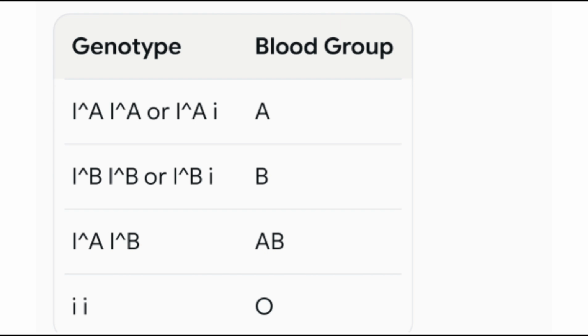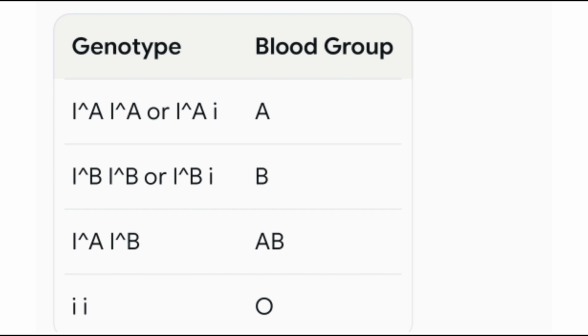So this creates 4 blood group types, like A blood group, B blood group, AB blood group and O blood group, with 6 possible genotypes. Now these are the genotypes that are given for particular blood groups like AB, A, B and O. So O will have small i small i, whereas AB will have capital IA and capital IB, and for genotypes A and B it is given.